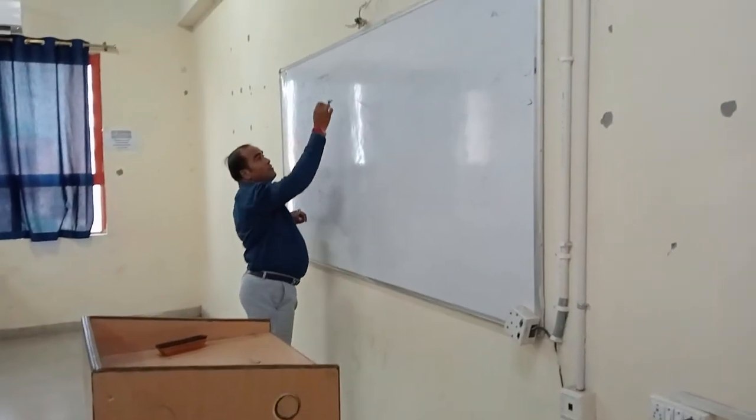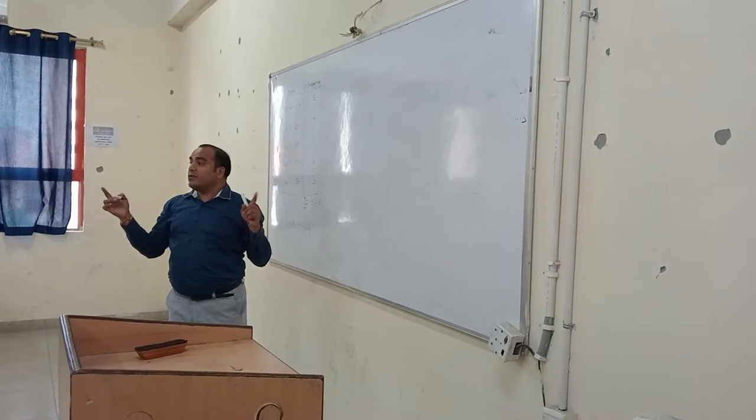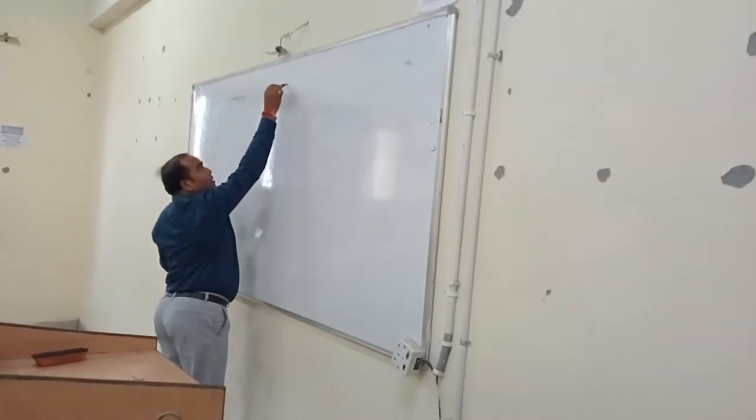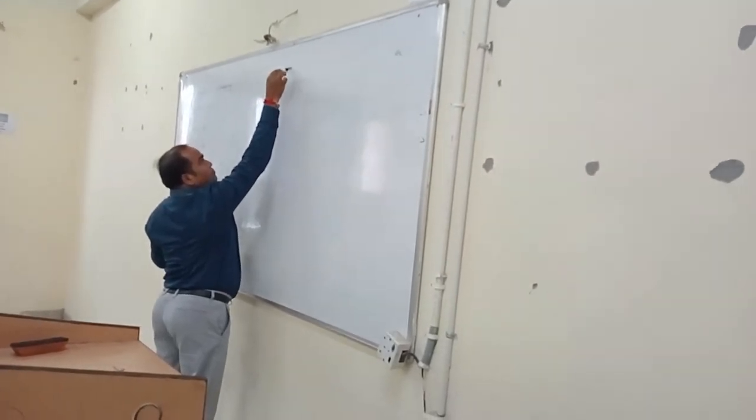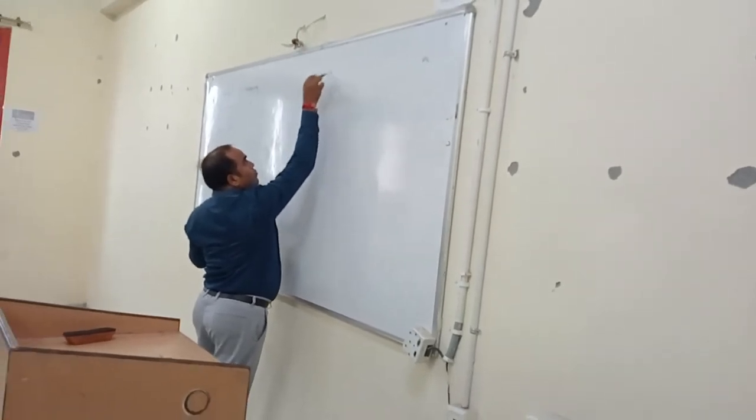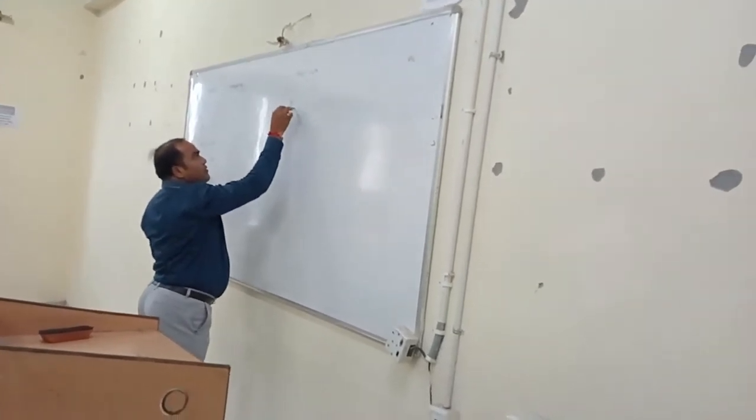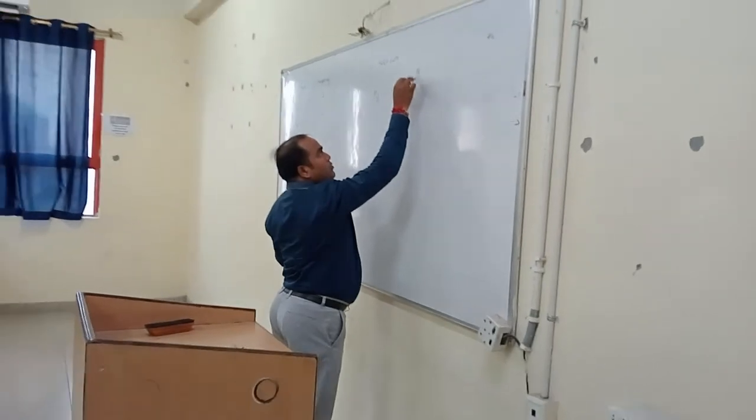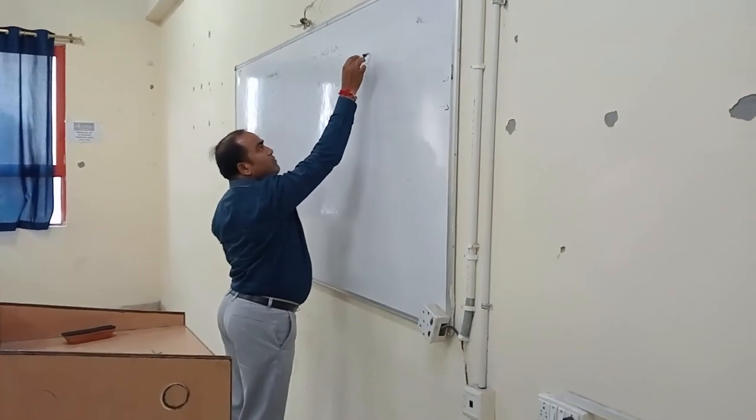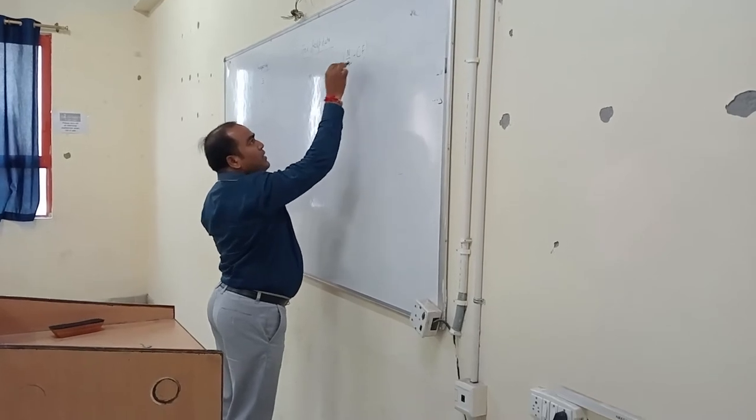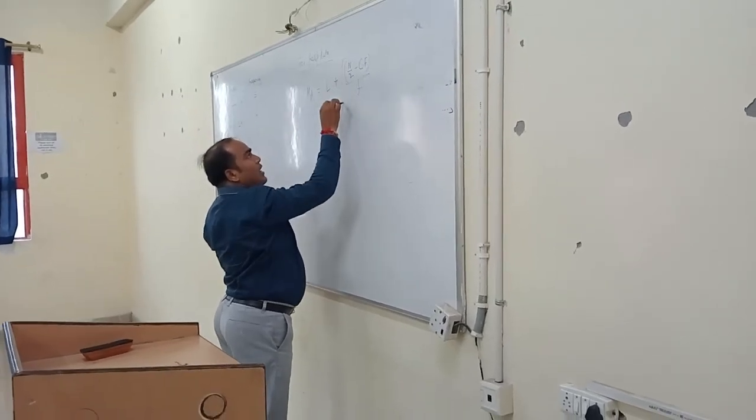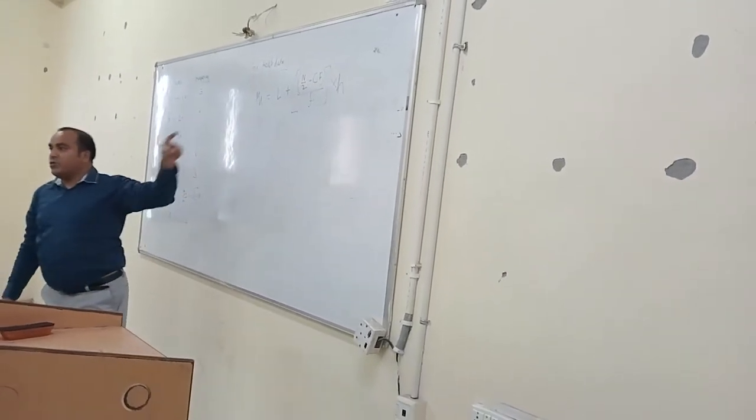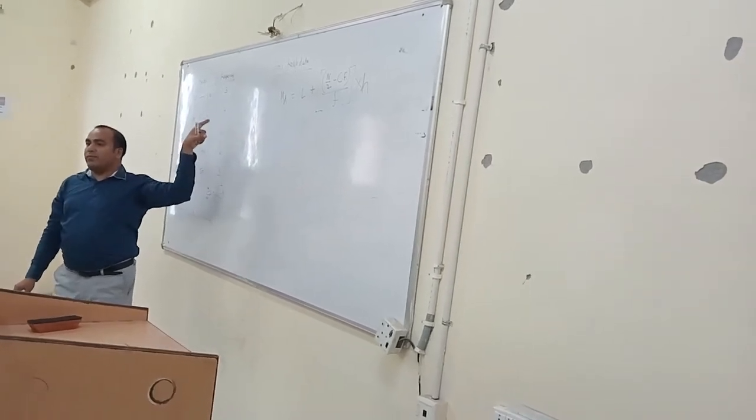First we will write the formula for median calculation for group data. You can write here the formula for median: L plus N by 2 minus CF, where CF is cumulative frequency, divided by the frequency, and multiplied by H. Here H is 5. You need to apply this formula to this data.